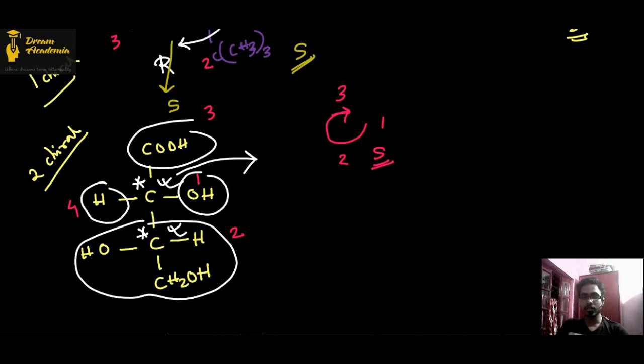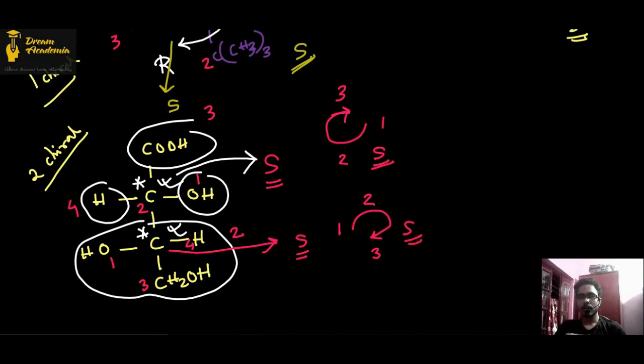Now if you consider this one, this has already become S. What will be this configuration? It is OH. Similarly this way: 1, 2, 3 and 4. So 1, 2 and 3. This rotation goes this way. Again this is R, because of the clockwise direction. Now the lowest priority group, hydrogen, is not in the bottommost position, so this again becomes S. So both nomenclatures here become S configuration.